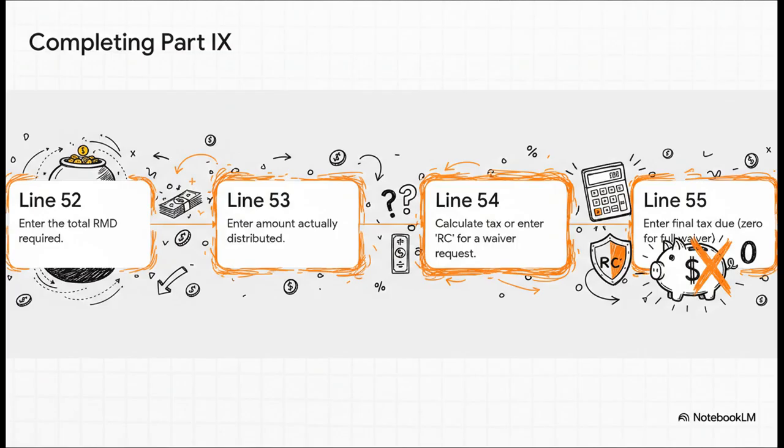Now, line 54 is the most critical. Here, you'll calculate either the 25% or 10% tax. However, if you're seeking a full waiver, you don't put a tax amount. Instead, you enter the letters RC for reasonable cause and the amount of the shortfall. And if you do that, line 55, the tax due should be 0.